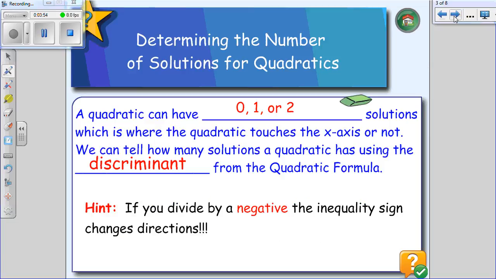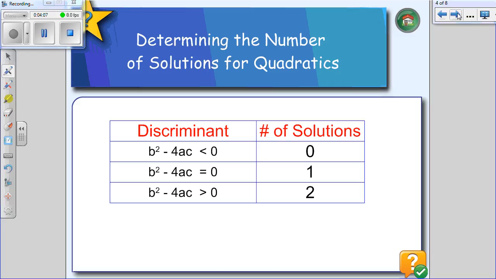So, that's more of an information page. This is what we just literally talked about. Remember, you can't square root the negative. This one sums up what we just said. So, if the discriminant is less than 0, or it's negative, you have 0 solutions. I'm going to write up here that solutions are x-intercepts. They're also known as roots. They're also known as zeros. Those are all terms that could be kind of intermingled.